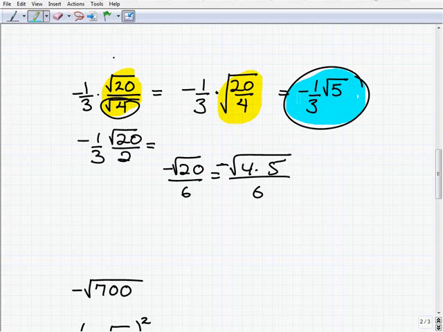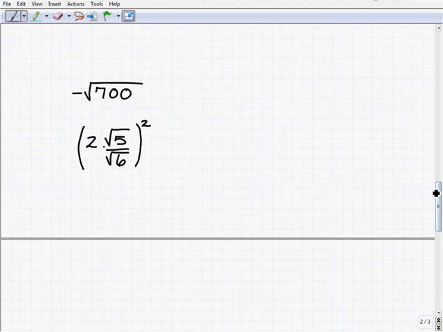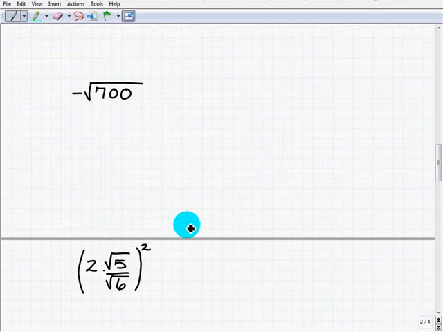But bottom line here is just recognize that the properties can be applied in reverse. Instead of having a situation like this, 4 over 7, where you split into 2 separate radicals, you can also take 2 separate radicals and put them under one big radical. So it all depends on what's most advantageous. And that's also a little bit of a matter of opinion, but whatever works for you. All right. Negative square root of 700.